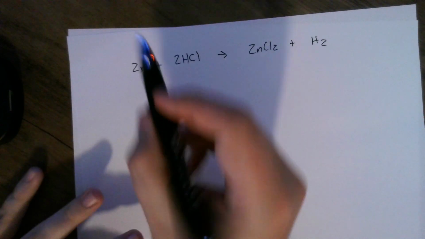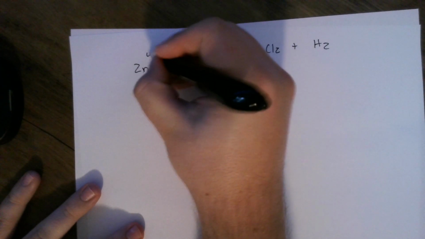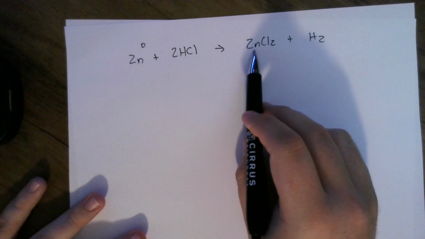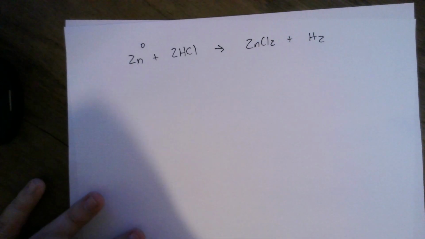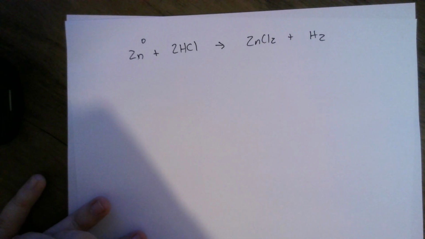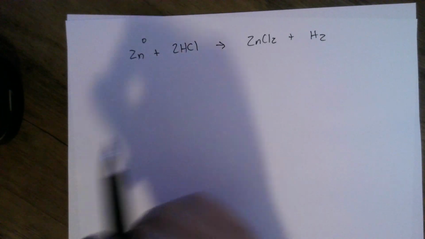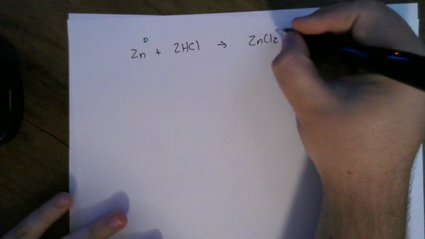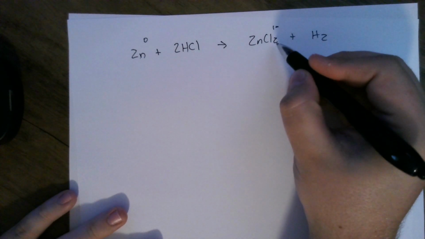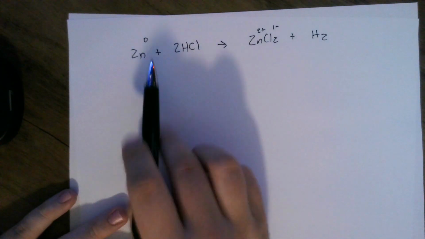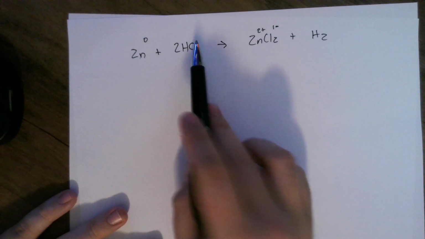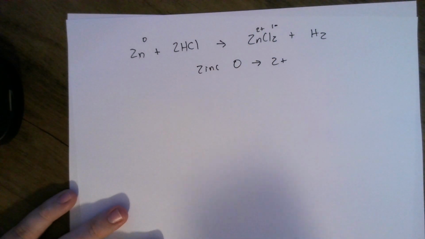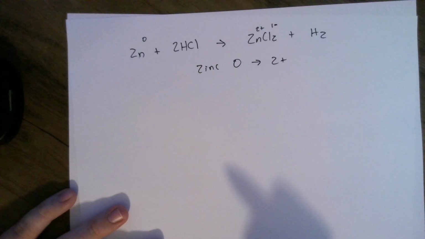I'm going to start with zinc. Over here, it is pure. It is by itself, so it is 0. Anything by itself is 0. Over here, zinc is with chlorine. This is an ionic compound. In an ionic compound, you just use their normal oxidation states. So chlorine is 1 minus. There's 2 of them. Zinc is 2 plus. Zinc goes from 0 to 2 plus. That means this is a redox reaction. It is changing its oxidation state.